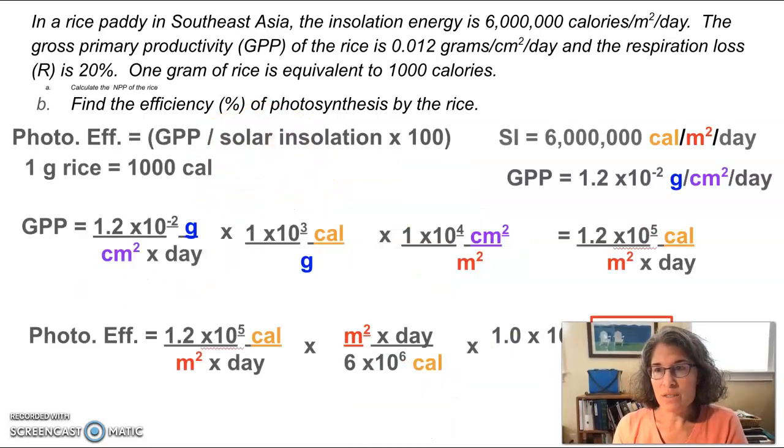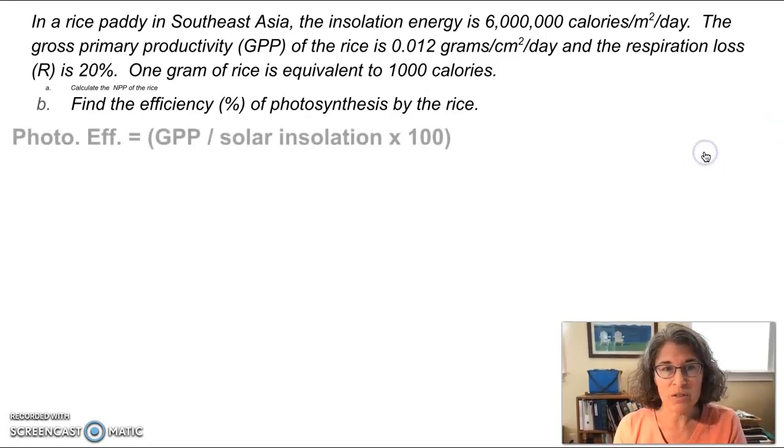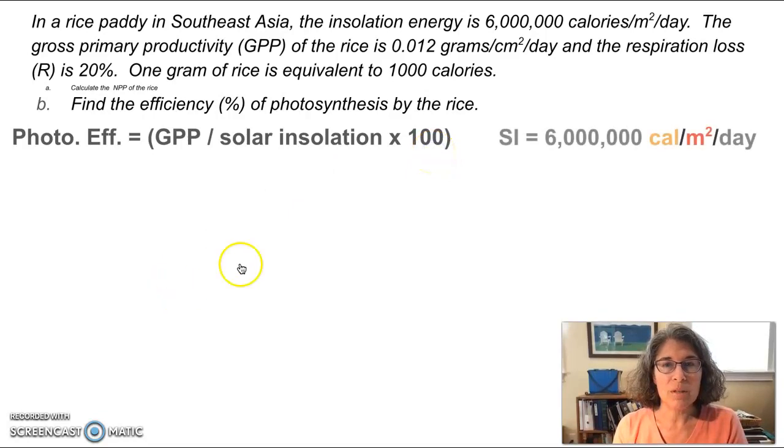All right, so what does this entail? Again, with any problem, the first thing you want to do is identify the things that you know, either because you know them from your understanding of the content or because they're provided in the question. Here, photosynthetic efficiency is going to be equal to gross primary productivity divided by solar insolation, or amount of sunlight coming in, times 100%, or sorry, times 100, because we're going to turn it into a percent. Our solar insolation is equal to 6 million calories per meter squared per day.